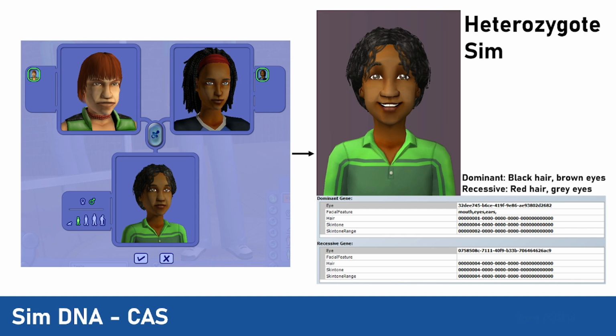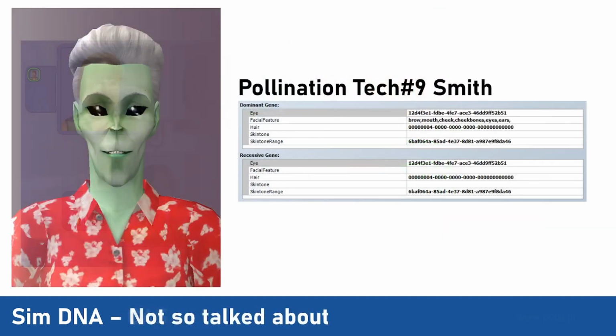Another information stored in SimDNA are the dominant facial features. Those are sims' facial features that have higher likelihood of being passed down to their offspring. A sim can have multiple facial features set as dominant.